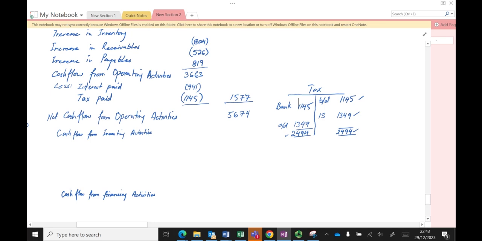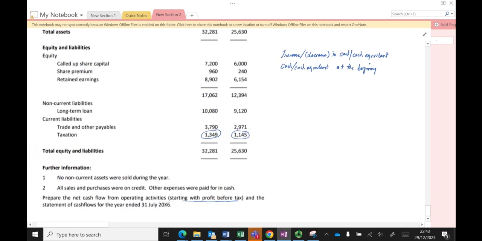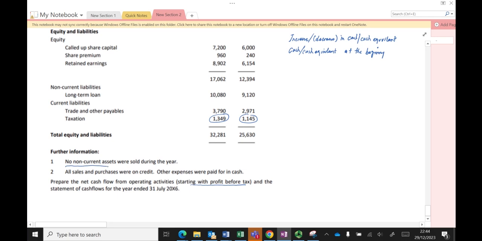Next is cash flow from investing activities. We need to find out if we have bought any non-current asset or disposed of any non-current asset. Similarly, in the investing activities, we also record if we have any dividend received. But if you look at the question, it says that no non-current assets were sold during the year.